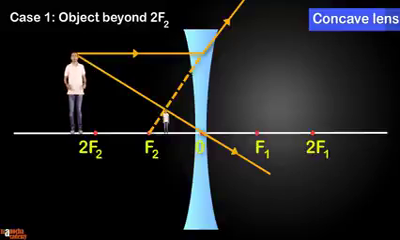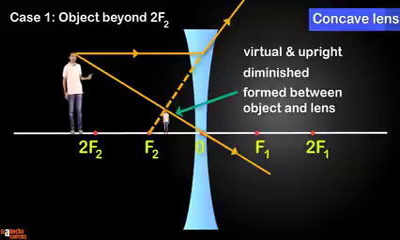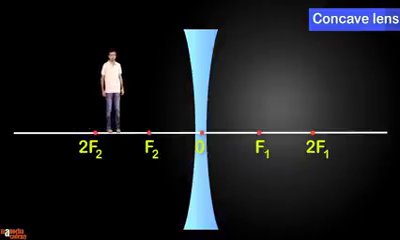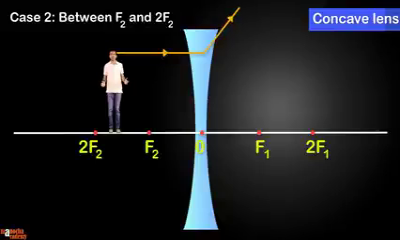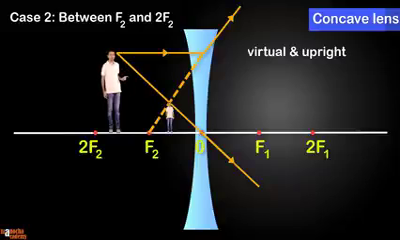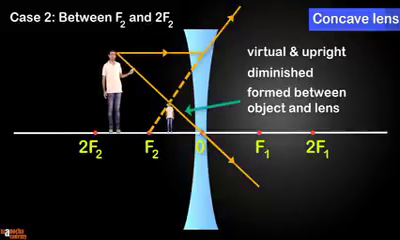What are the properties of the image here? That's right, the image is virtual and it's upright. The image is diminished and it's formed between the object and the lens. Now let me walk closer to the lens. If we draw the ray diagram, can you see that we get the image having the similar properties? The image is virtual and upright. The image is diminished and it's formed between the object and the lens.